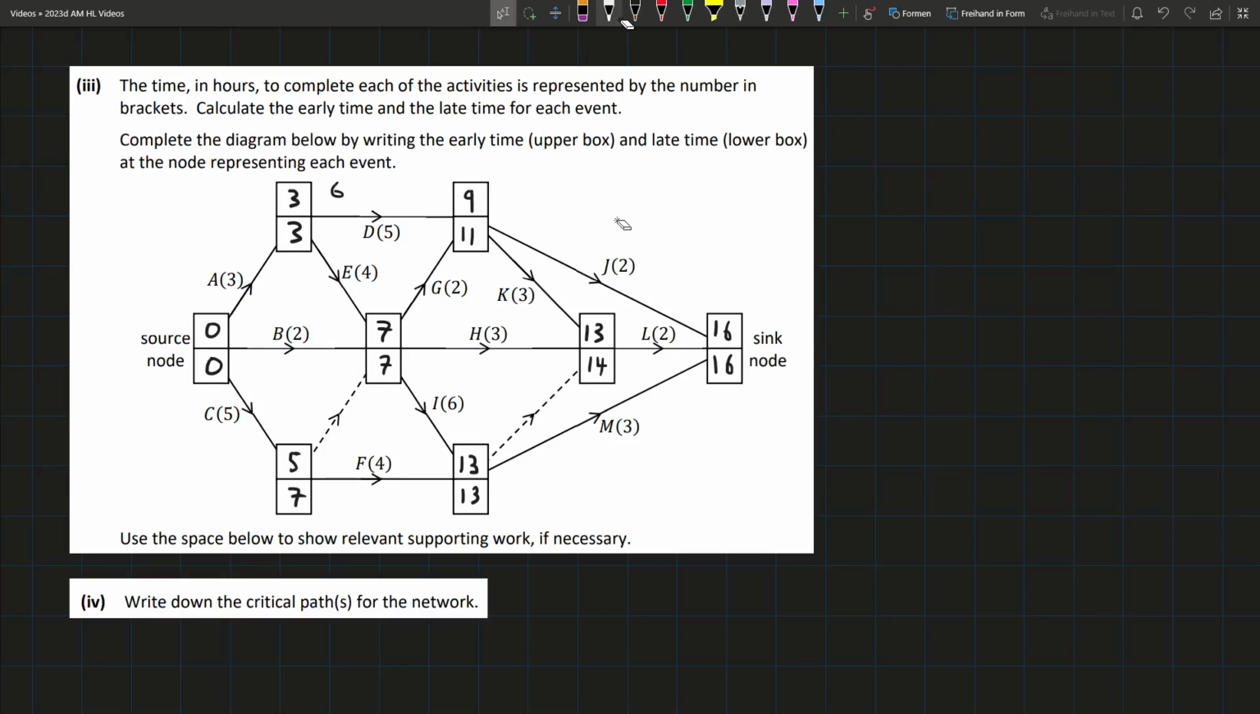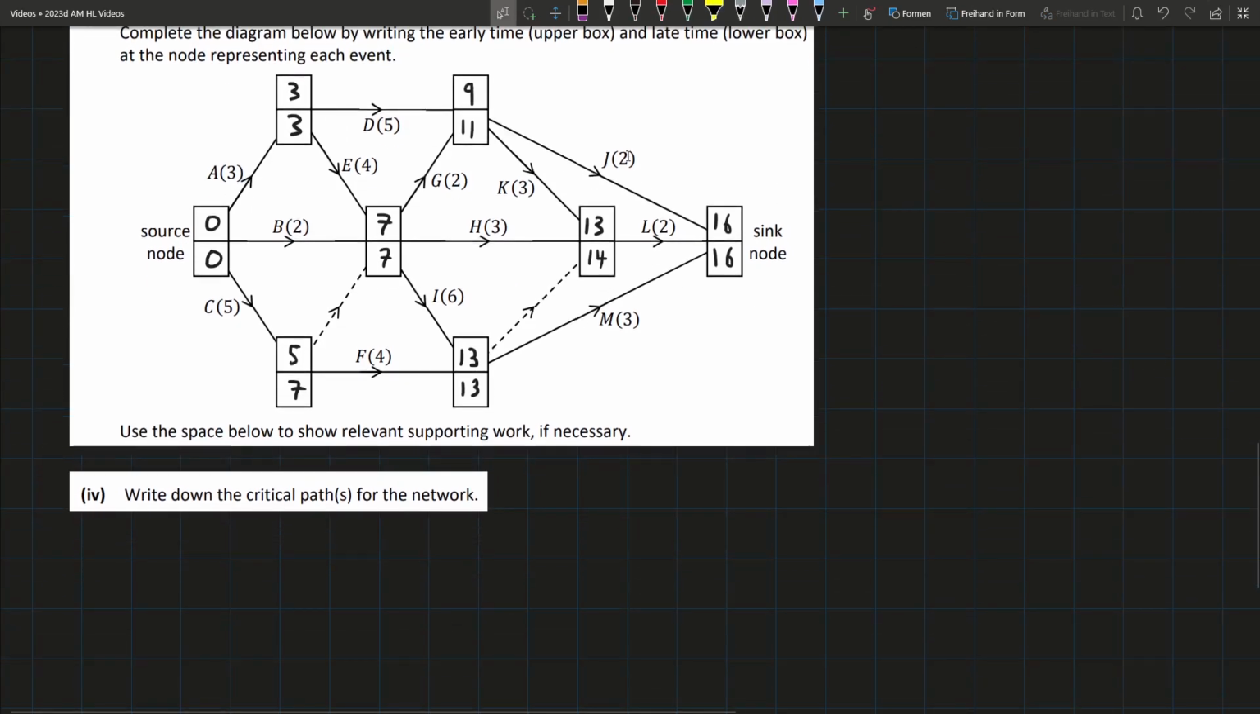Write down the critical path is part 4. So the critical path is just the path along which we can't delay anything, so we just follow them. The critical path would be doing A. We'd go A, then E, and then we'd go I, then just M. So we're just following all of those ones that have the same number on the top and bottom, which basically means they can't be delayed at all.